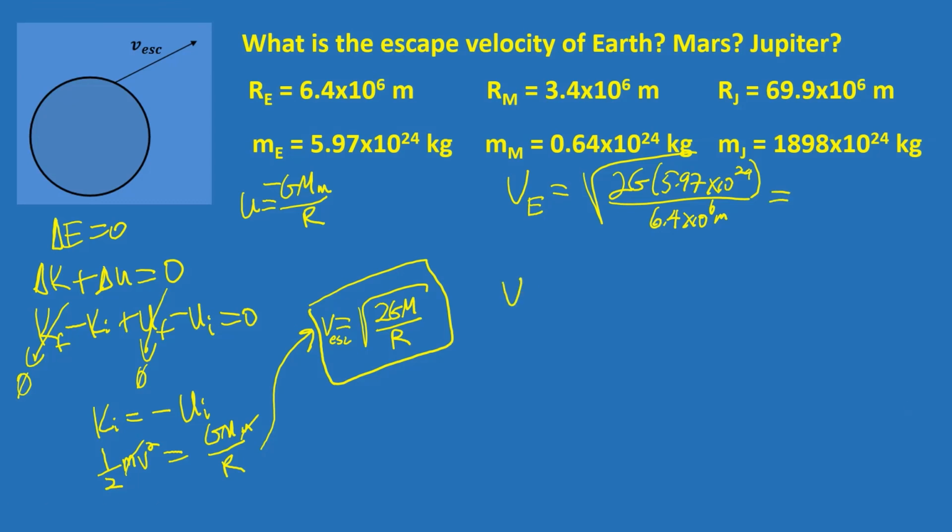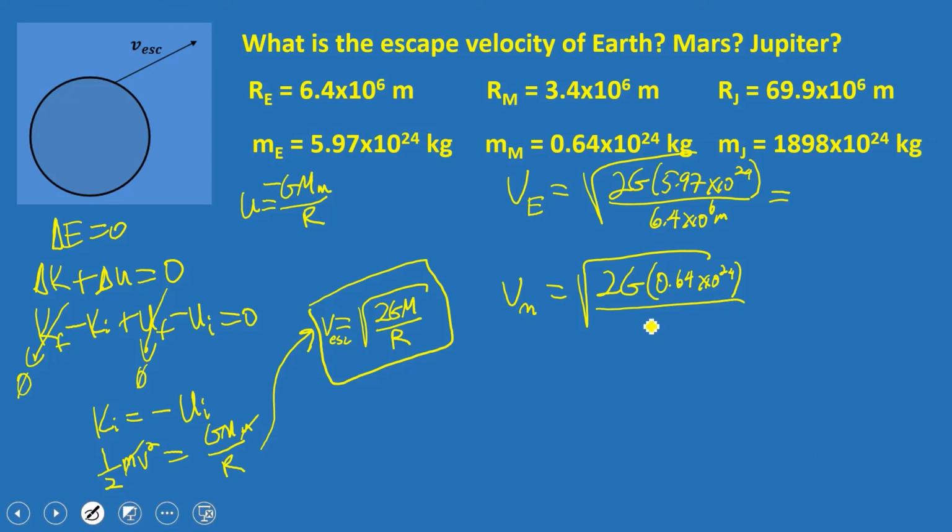Then we've got the velocity for Mars. We're going to plug in 2G, and instead of 6 times 10 to the 24th, we get 0.64 times 10 to the 24th. And so Mars is like a tenth the gravity, or sorry, the mass of Earth. It's crazy, isn't it? And then the radius of Mars is 3.4 times 10 to the 6. All right, okay, getting there.